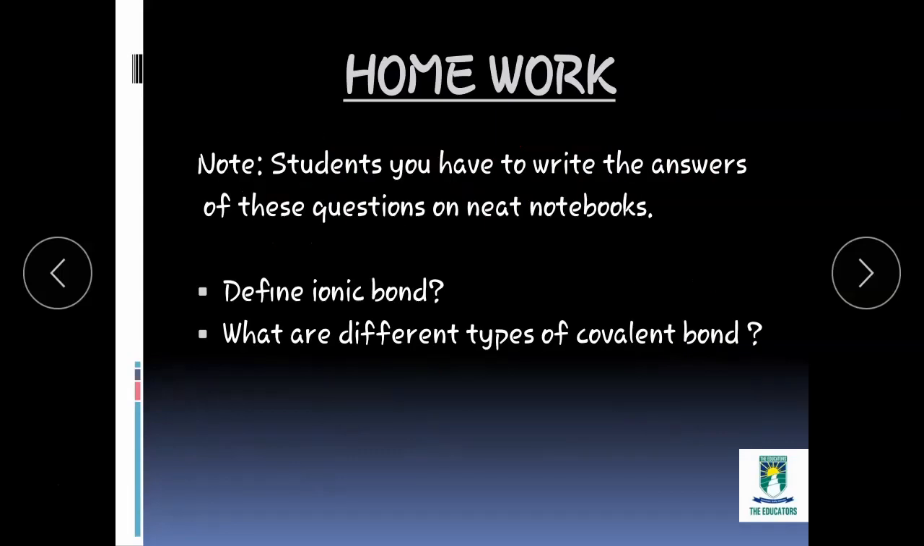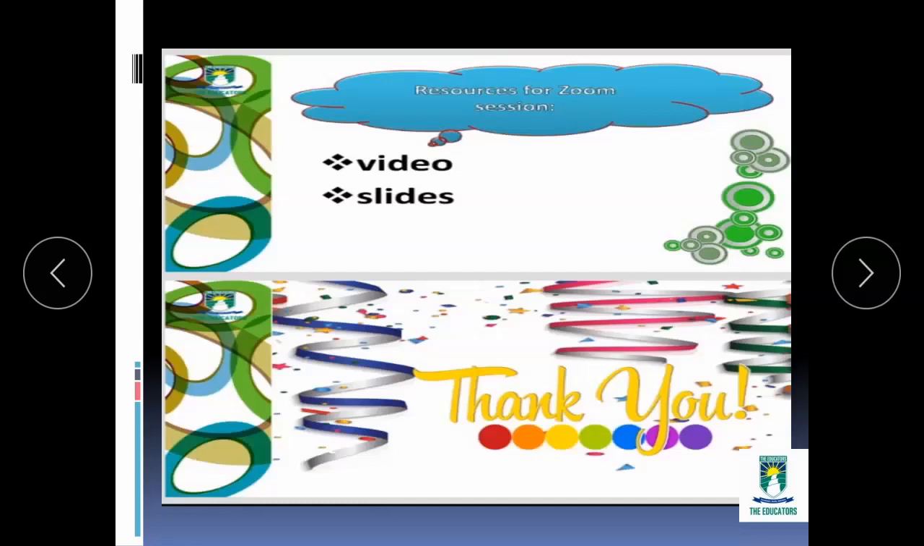So students, here is your homework. Question number 1 is: define ionic bond, and the second question is: what are the different types of covalent bond? You have to write the answers to these questions in your notebooks. Okay, this was all about today's lecture.